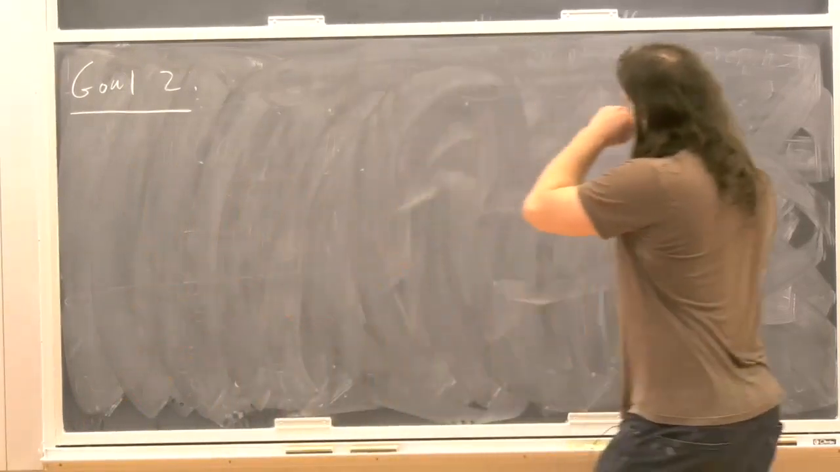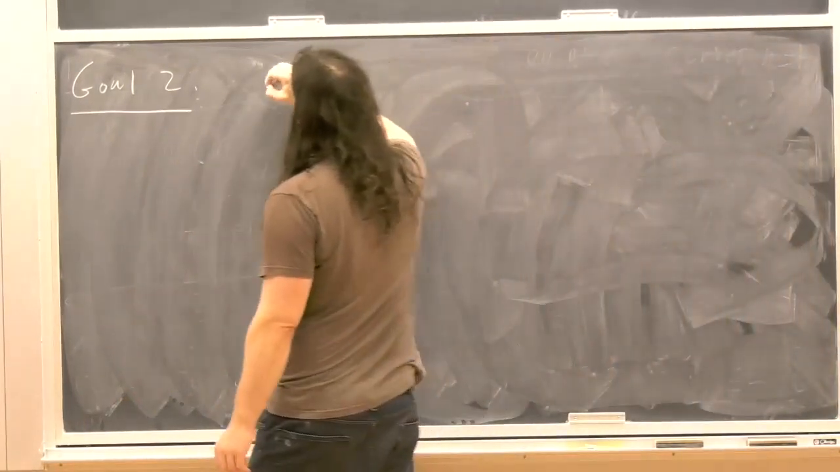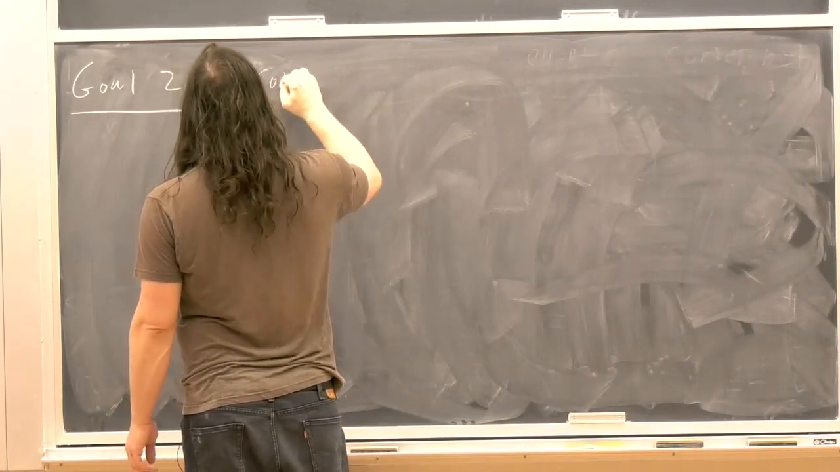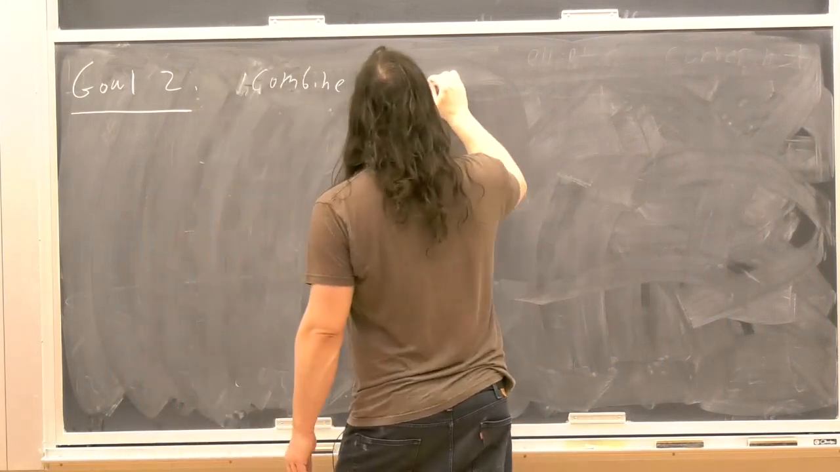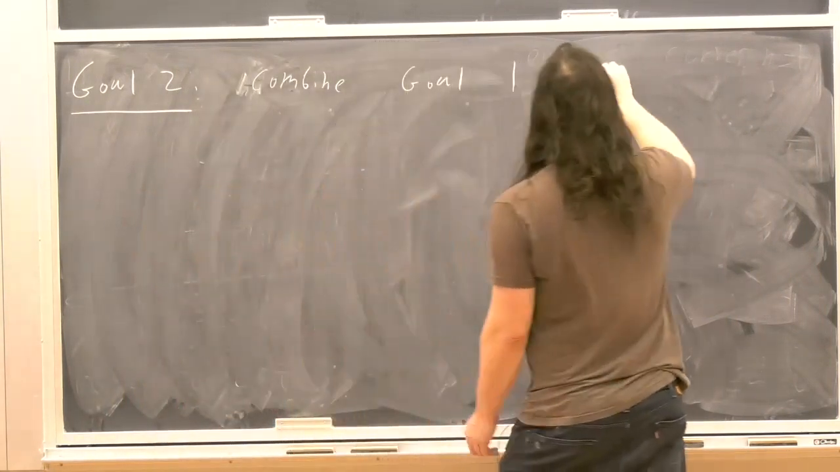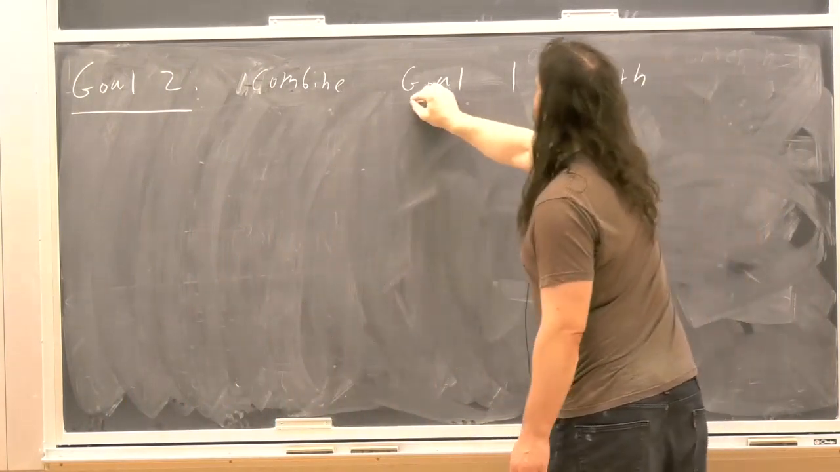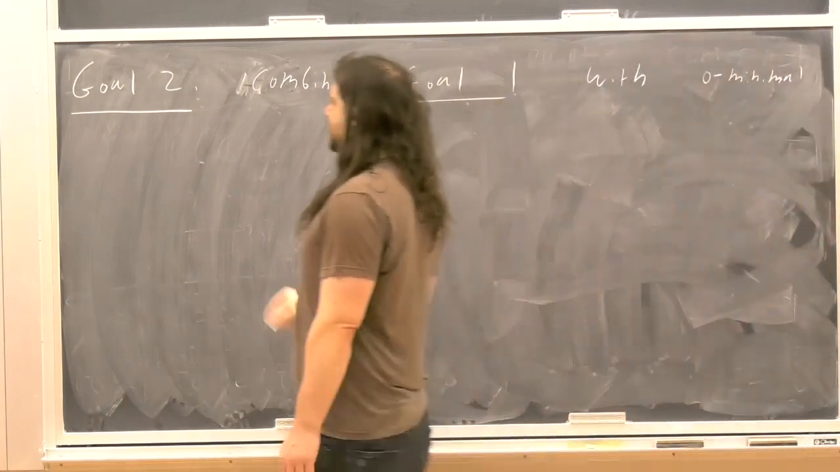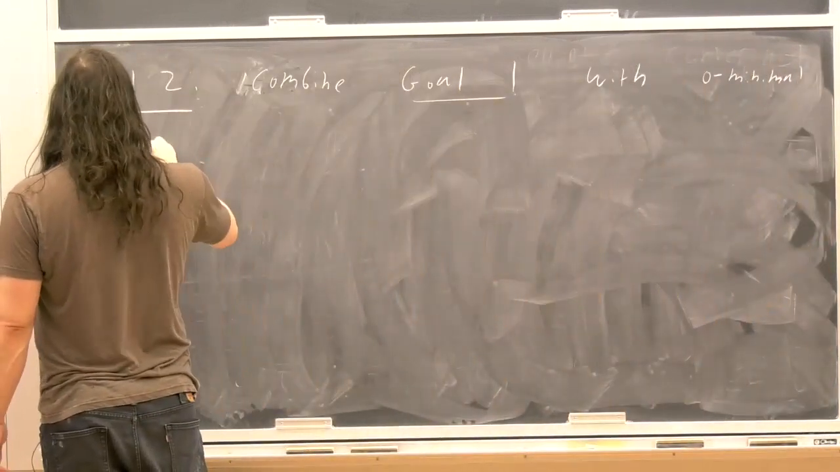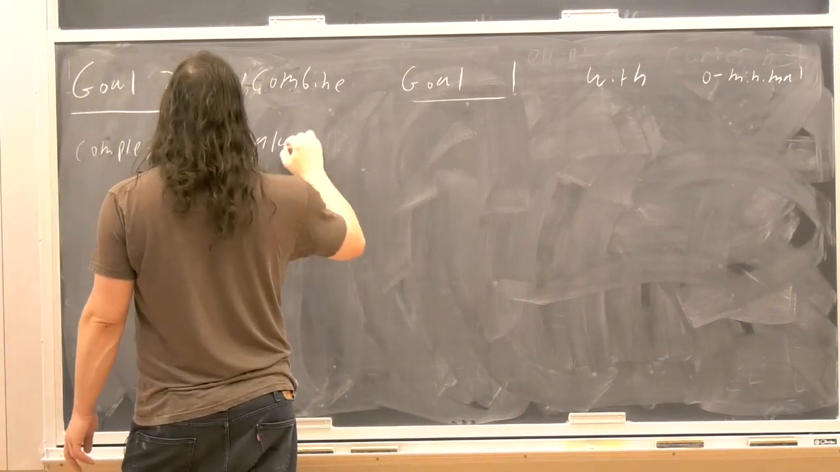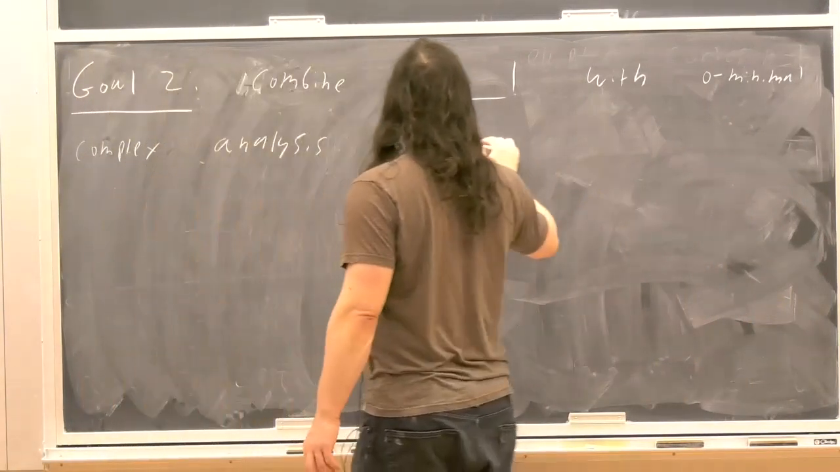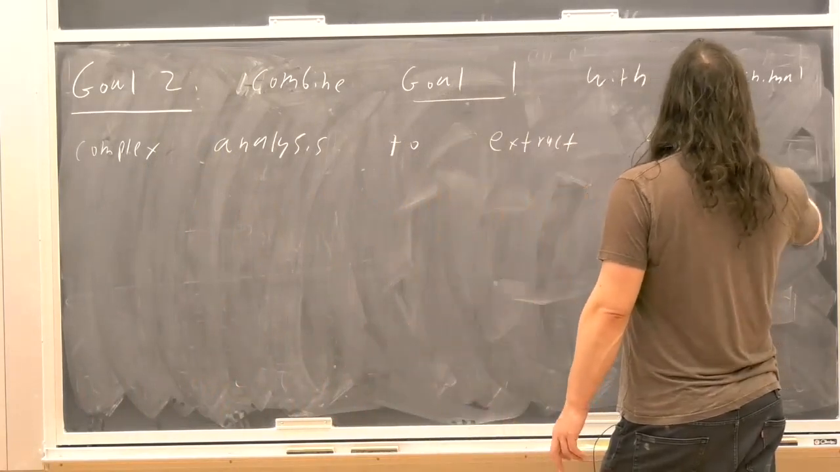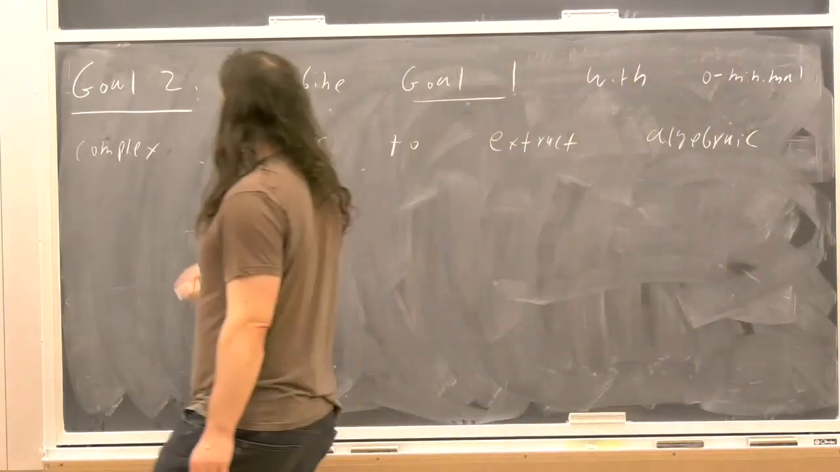Maybe I'll write 3 goals down. So that'll be our first goal. Goal 2 will be to combine the result of goal 1 with o-minimal complex analysis, with all the stuff that was talked about, to extract algebraic data. And I think I'll say something about that before. Yeah, today.